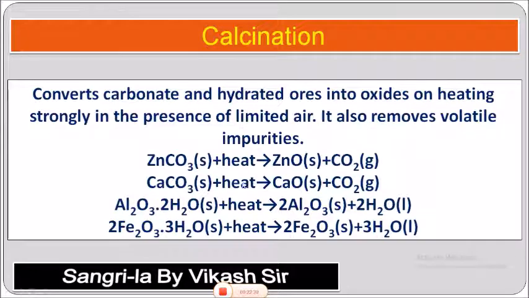Calcium carbonate gives calcium oxide. Hydrated aluminum oxide gives aluminum oxide, and hydrated iron oxide gives iron oxide. Here, after reduction, we can get the particular metals in their pure state.